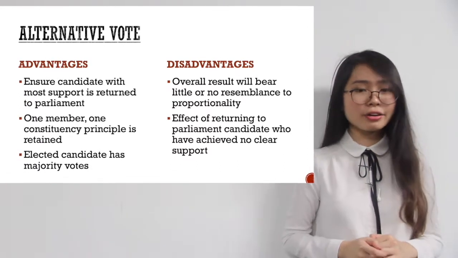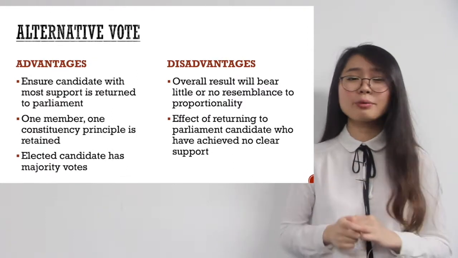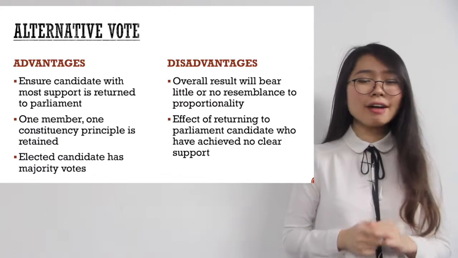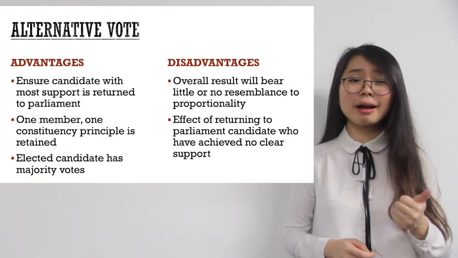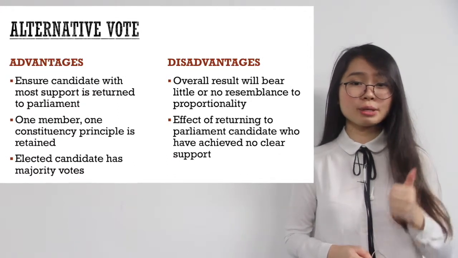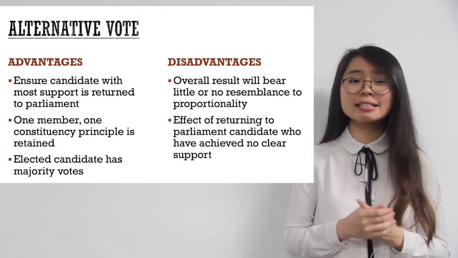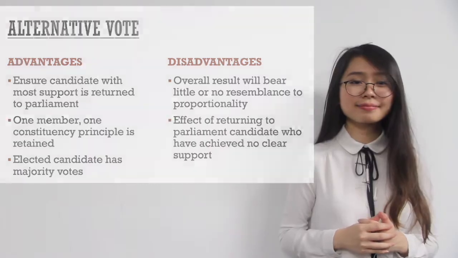This system, however, ensures that within each constituency, the candidate with most support overall is returned to the Parliament. The advantages of the alternative vote are, first, that the traditional one member, one constituency principle is retained, and secondly, that the elected candidate has a majority of votes as compared with other candidates.